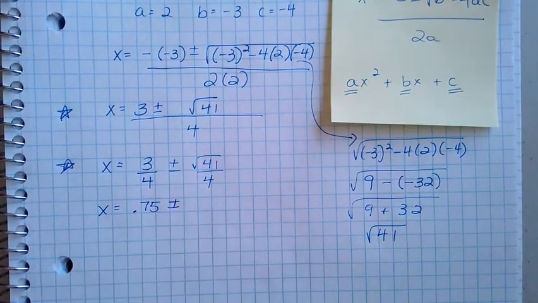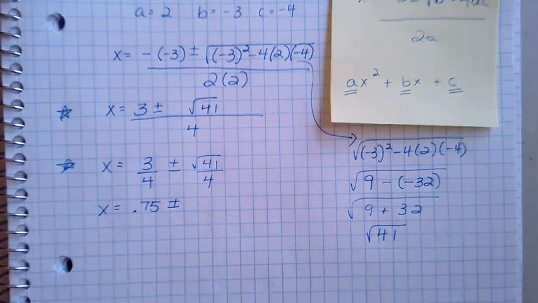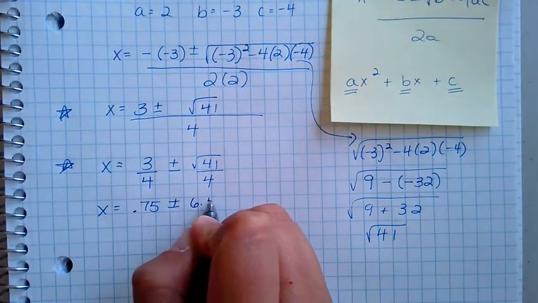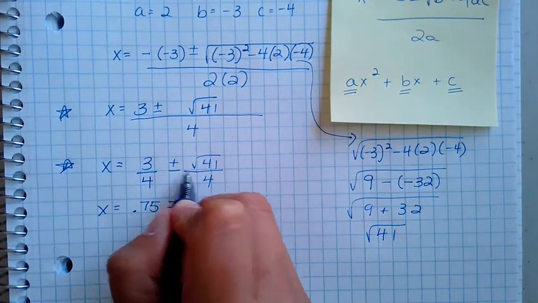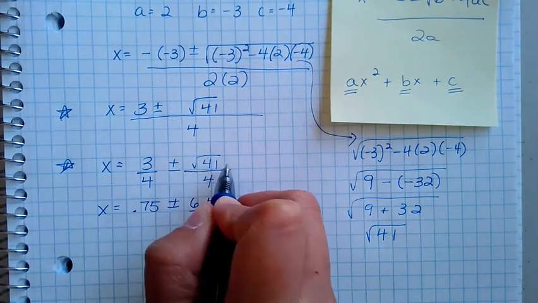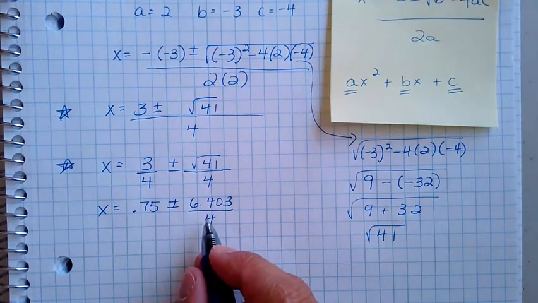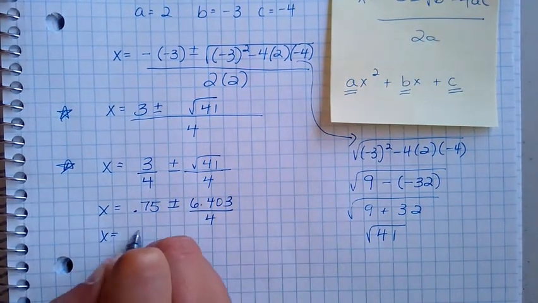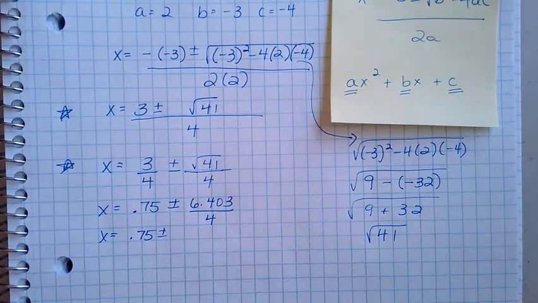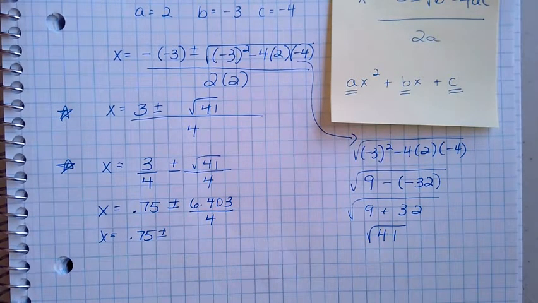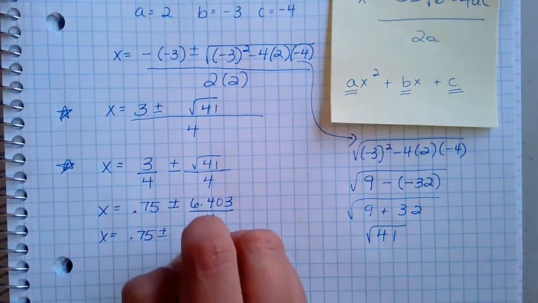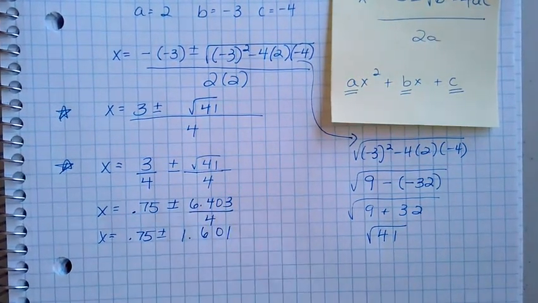Plus or minus. Now, then I'm going to get my calculator out. Root 41 is equal to 6.403. I'm going to go 3 decimal places just to be safe. And then we divide it by 4. Be really careful. It's not 41 divided by 4, then square root. Okay, so keep going. 0.75 plus or minus. And then if I divide that by 4, I get 6.403 divided by 4. I get 1.601 if I round to 3 decimal places.